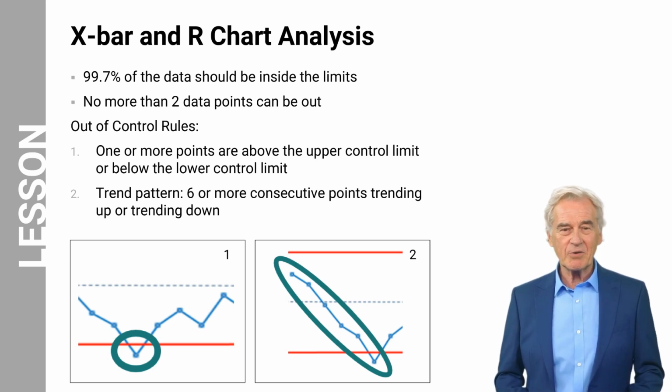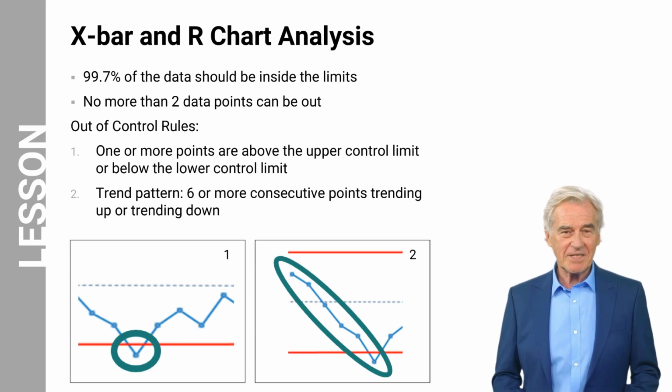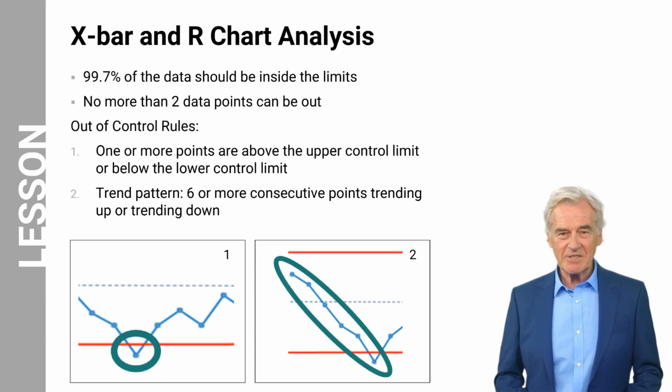The first condition to look for is when one or more points on the chart are above the upper control limit or below the lower control limit on either chart. This means that the particular sample had large variability, and the processes did not stay within the company's desired specifications. The second condition is a trend pattern. If you see 6 or more consecutive points on the chart that trend in the same direction, either up or down, then the process is out of control.